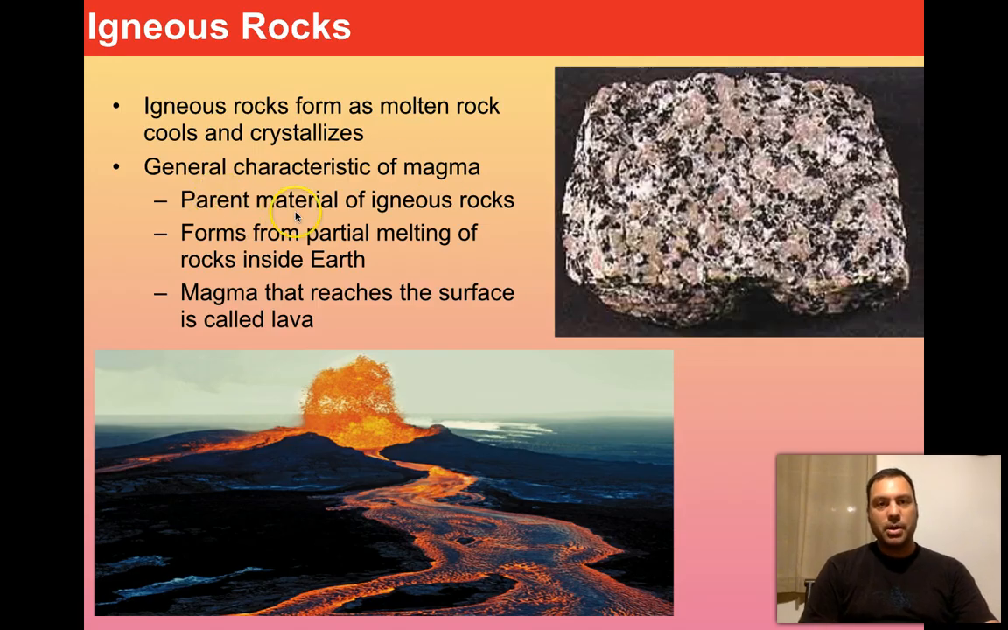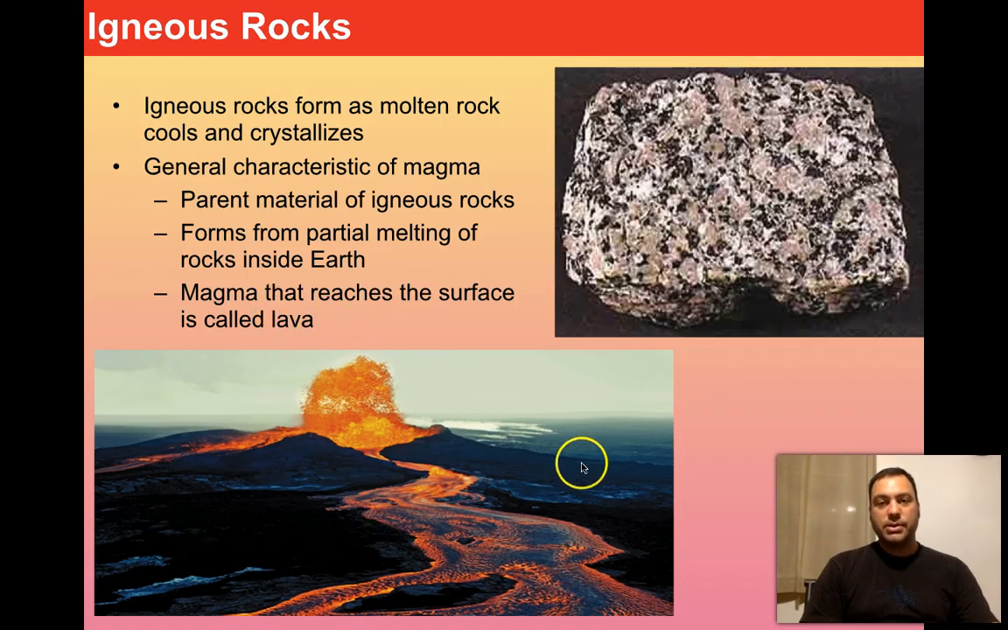First off, the parent material of igneous rocks is very important for determining what kind of rock comes out of it. In other words, if you melt a sandstone, you get a very different kind of igneous rock than if you melt a basalt. And it forms from partial melting of rocks inside Earth. Generally speaking, the molten part of magmas, the origin of these fire-formed rocks, doesn't come from melting entire rocks. Most rocks are just partially melted: there's a solid part that remains behind and a liquid part that moves off and forms the magma that comes to the surface. And magma that reaches the surface is called lava.